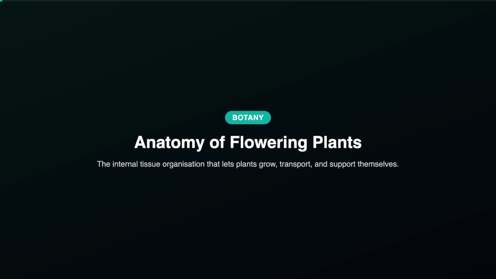Welcome back. Plant anatomy looks at the internal tissue structure of roots, stems, and leaves, explaining how plants grow, transport water and nutrients, and support their own weight. In this video, we'll cover meristematic and permanent tissues, the internal structure of roots and stems, and secondary growth.